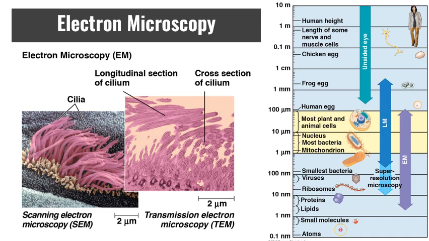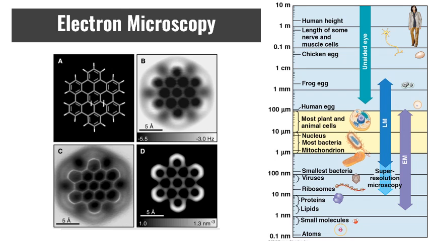But electron microscopes keep advancing. You can see here, for example, a carbon structure with the bonds actually being visible within the electron microscopy, so it can definitely see incredibly small.